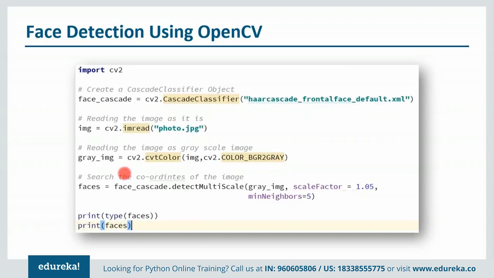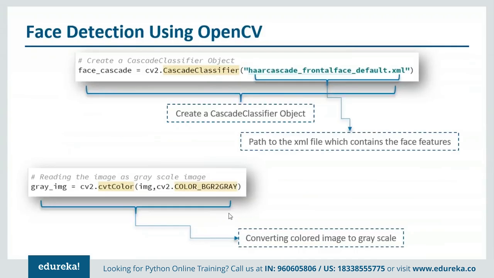Then we are going to search for the coordinates of the face. So we have this gray image, and we are going to search for the coordinates with the help of detectMultiScale. This is basically to figure out where the face is. Let me just drill it down a bit. This will create a cascade classifier object, right? And this is the path to the XML file which contains the face features.